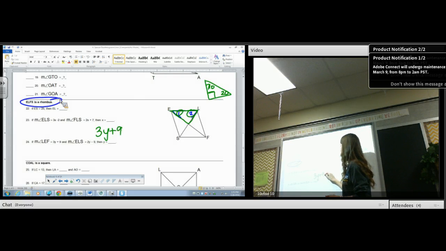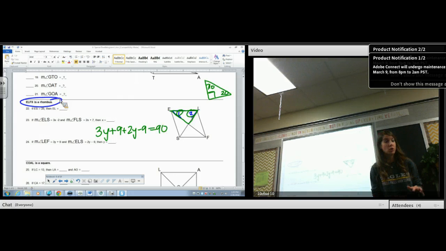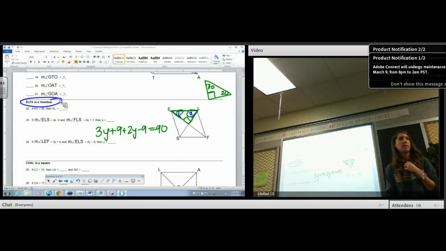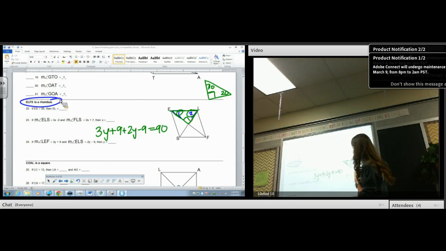3y plus 9 plus 2y minus 9 equals 90. Now could you say this one plus 90 equals 180? Sure, if that makes more sense to you, if you want to add up all 3 angles to equal 180, awesome, go for it. Can I answer any questions about why those add to equal 90? No. Okay. Next one, next problem. Give me another problem. Stop. Are you going to throw that? No. Next problem. Yes. 23, let's talk about it.